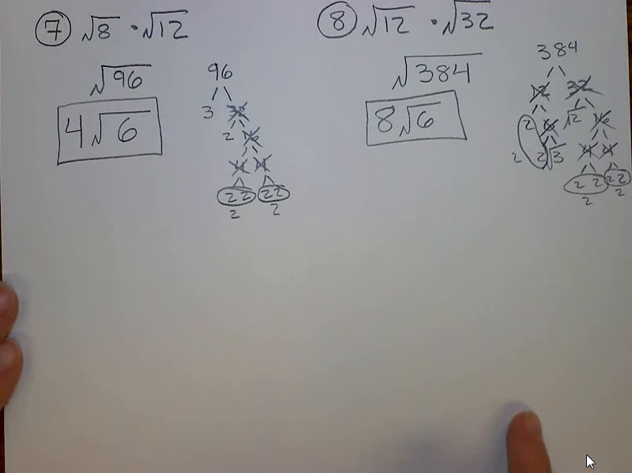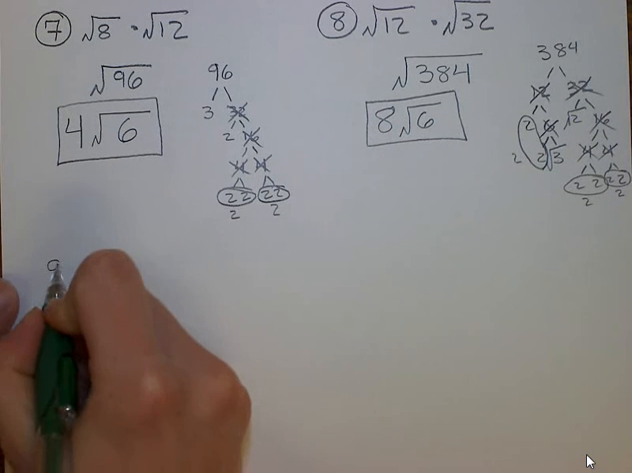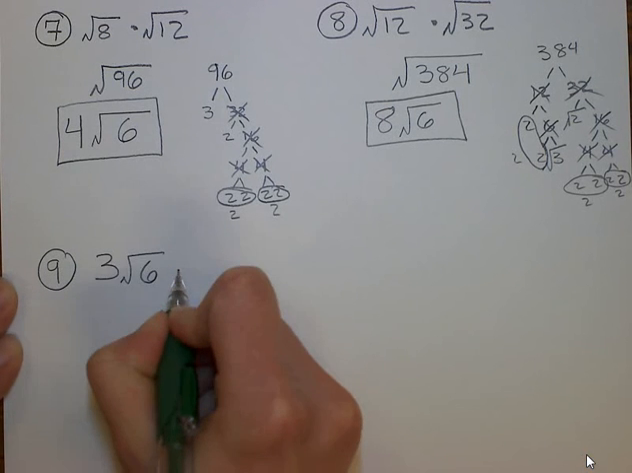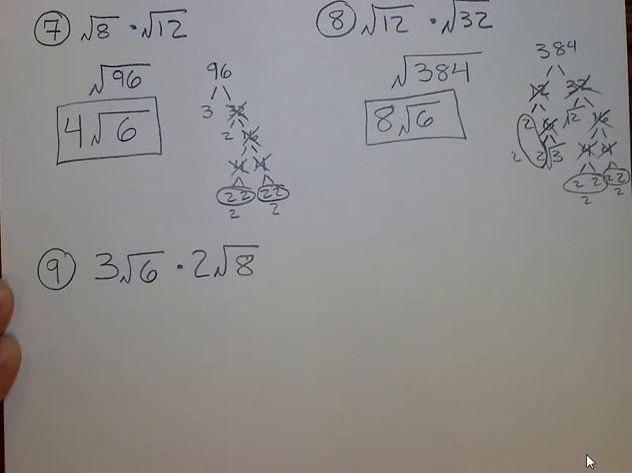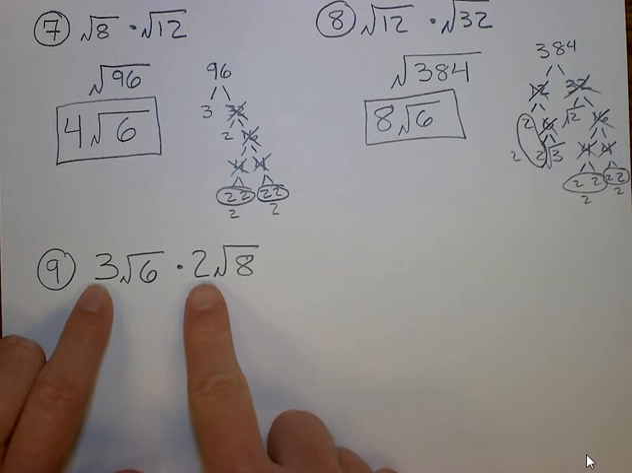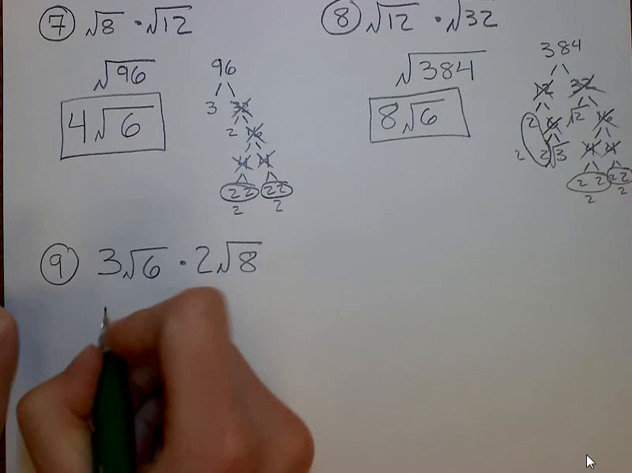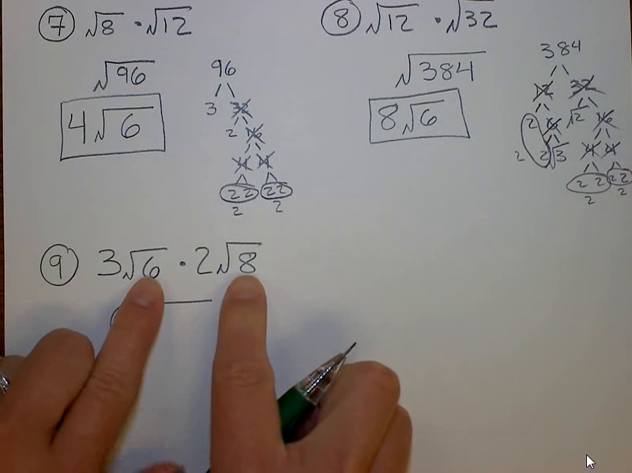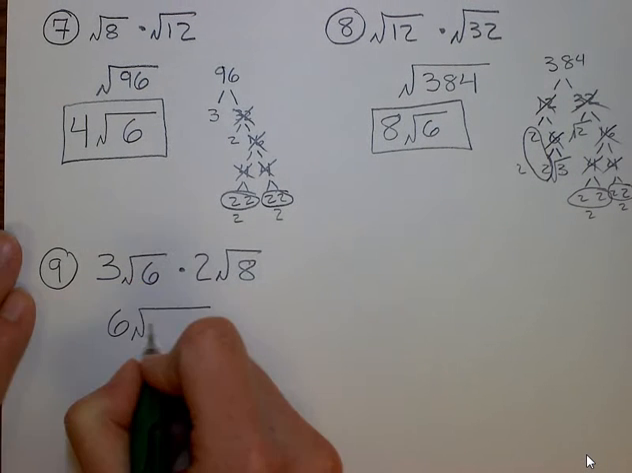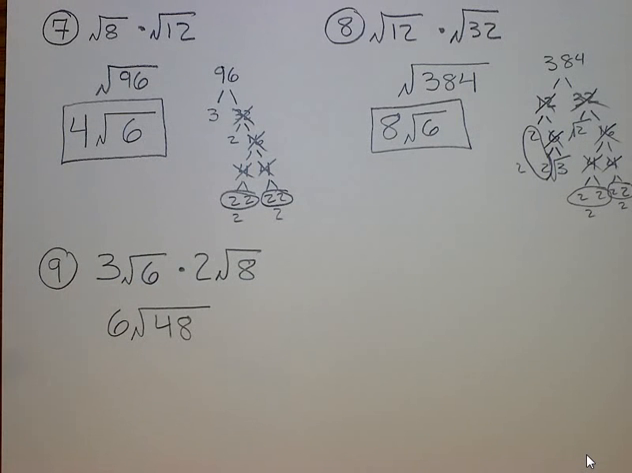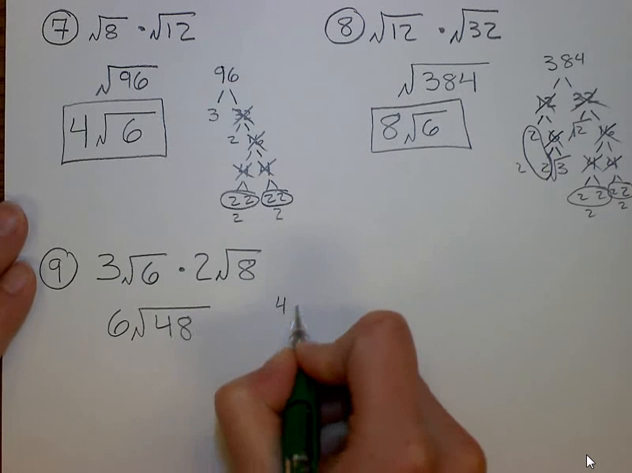There's only one more type of example that I want to show you, and that's when there's numbers also on the outside when you're multiplying. So how about for number 9, 3 square root of 6 times 2 square root of 8. What you do is multiply the two outside numbers together. You can't mix inside and outside the square roots, but outside times outside. 3 times 2 is 6. And inside the square roots, just like before, you can multiply them. So 6 times 8 equals 48. And you're not done. Don't stop here. You have to simplify it because 48 can be broken down.